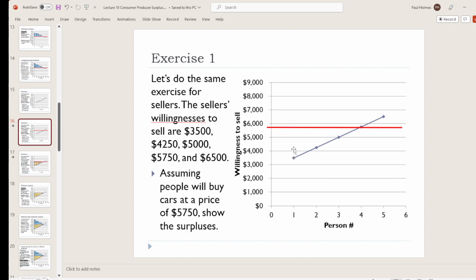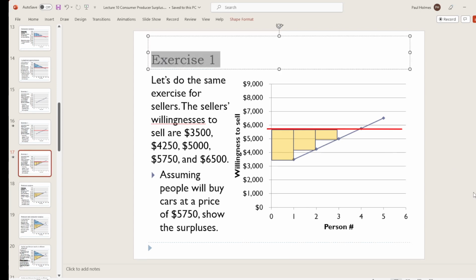And it's going to be a box with height equal to the difference between their point on the supply curve and the price that they're going to receive, extended to make it have a width of 1 this way. So there we go, there's all the sellers' economic surpluses that they can obtain. And that's our answer, if you like, for exercise 1.